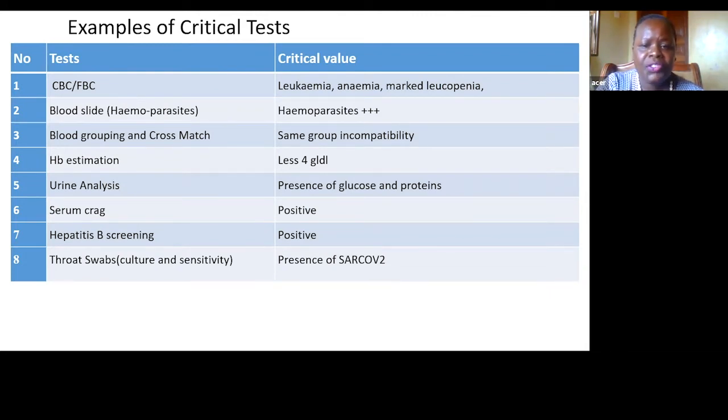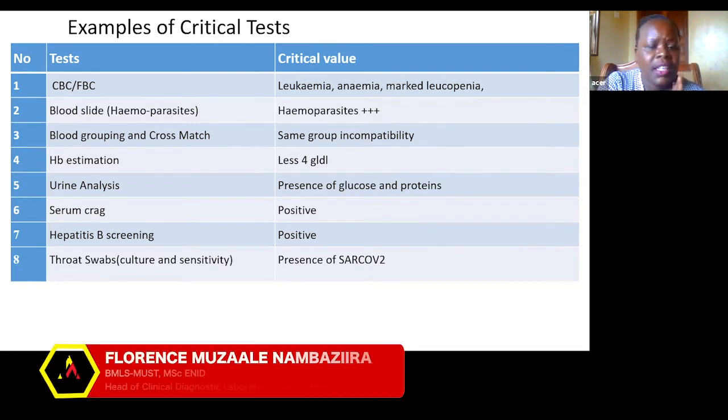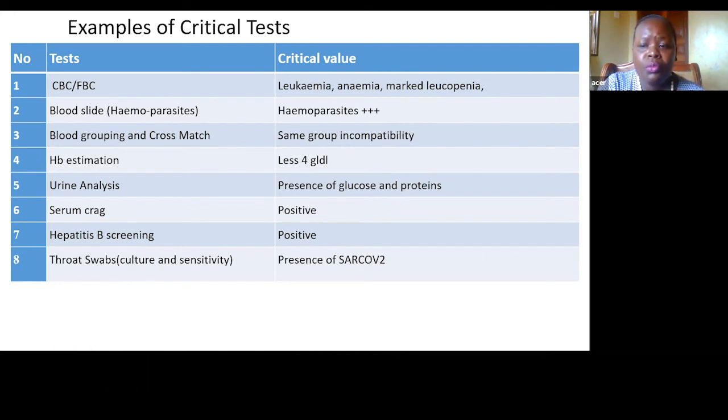So if probably you see a malaria plus, this should be critical and the patient should be handled accordingly. If we see a CBC indicating these particular cells, it is critical. If you see the same group, most especially for the pregnant mothers, if the mother is reacting to the same group, blood group incompatibility, start to suspect something. What is happening? Are we dealing with hemolytic disease of the newborn? Are we dealing with the rhesus factor? What are we dealing with?